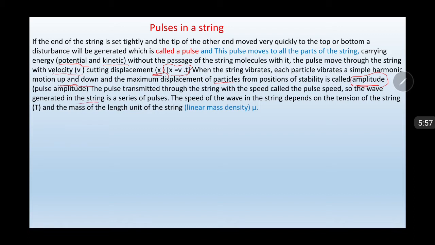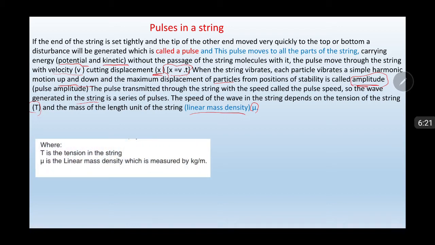Generated in the string is a series of pulses. The speed of the wave in the string depends on the tension of the string T and the mass per unit length of the string, where the symbol mu is the linear mass density. T is the tension in the string. This mu is the linear mass density, which is measured in kilograms per meter.